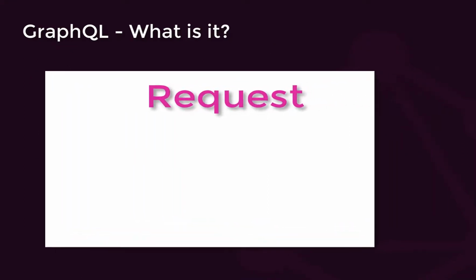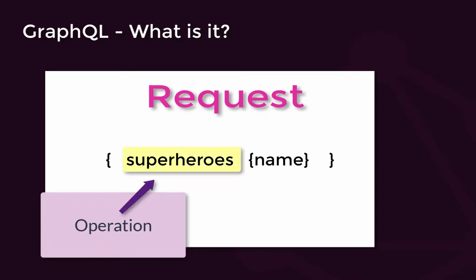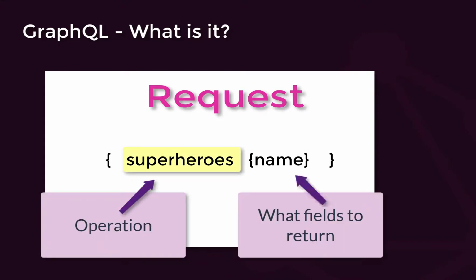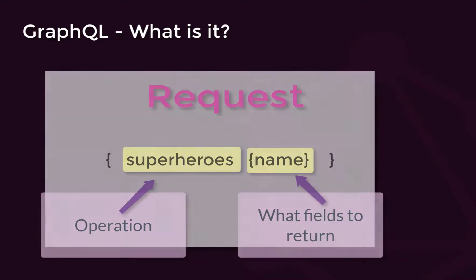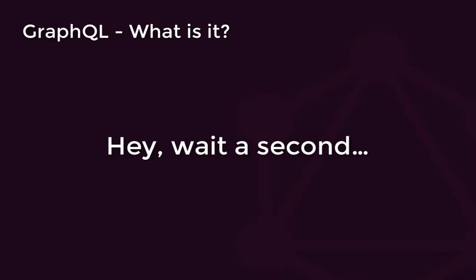So, a GraphQL request will consist of at least two parts. You specify the operation you want to perform, and you specify the shape of the information you want returned. In our example, we requested the superheroes operation that gathers all known characters. Then, we specified we only want the name field of each character found returned to us. Now, you might be wondering, how do we know what operations are available and also what fields are available for the response message? Perfect timing. Let's talk about that now.